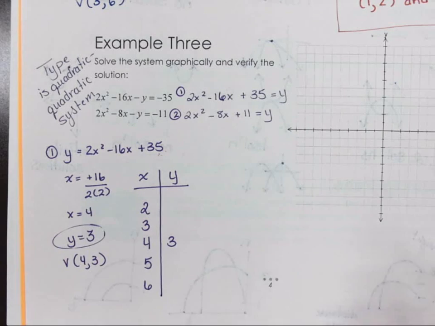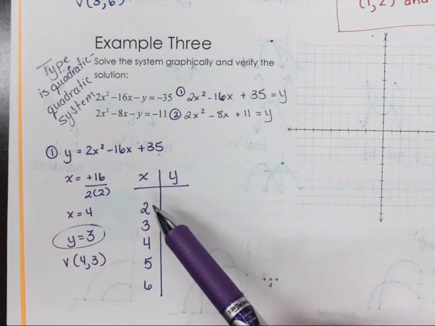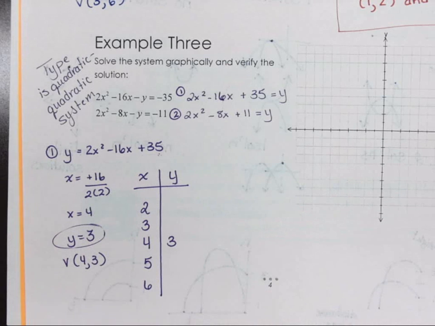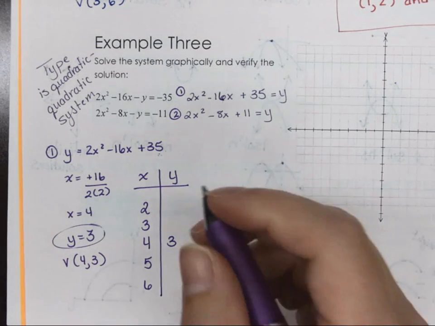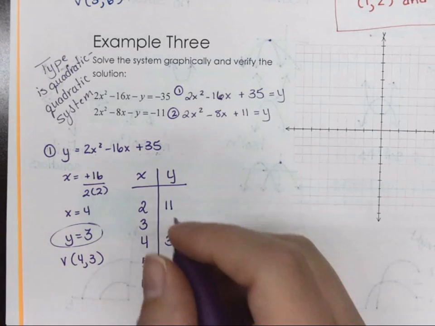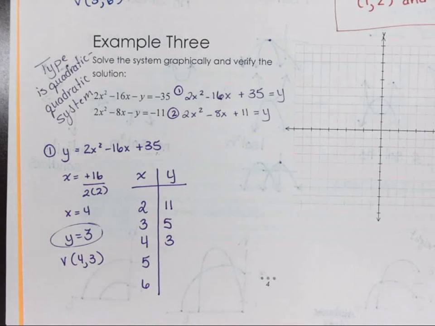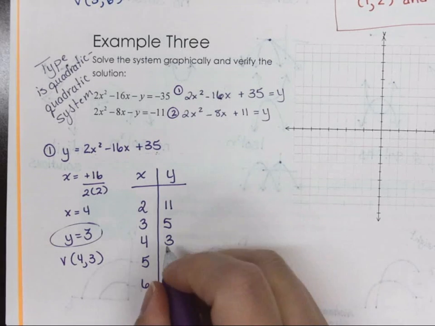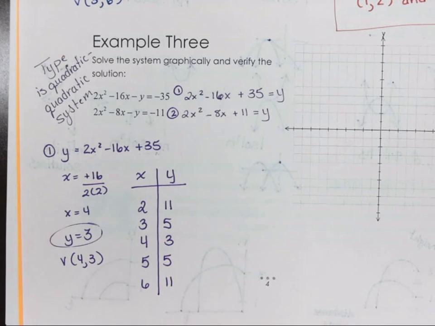Okay, so I'm using my handy dandy calculator again. I'm going to substitute in 2 for x. So that's going to give me 11. That's going to be 5. Do you guys trust my math? I'm not sure you guys should trust my math. Okay, I'm going to assume that all those are there.